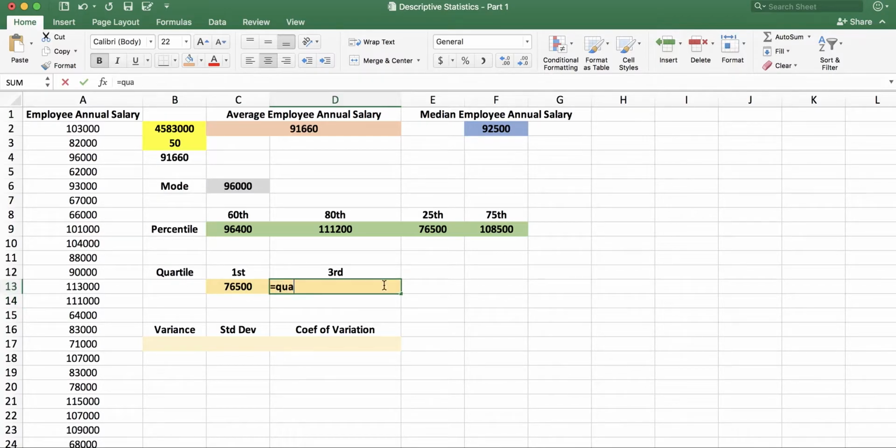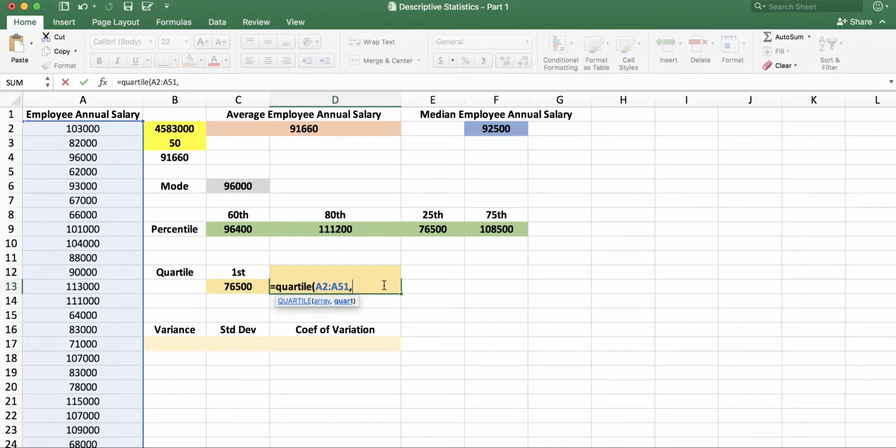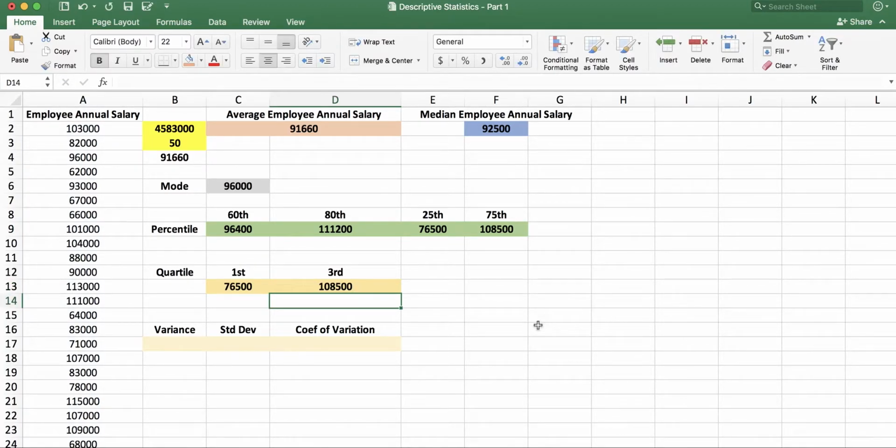And then the third quartile, again, A2 up to A51. And since we are looking at the third quartile, I'm going to input 3. And that will give me the third quartile. So let's look at what's going on.